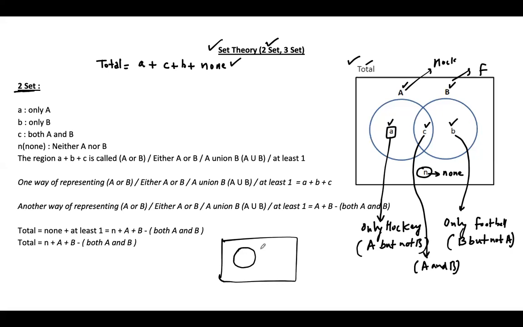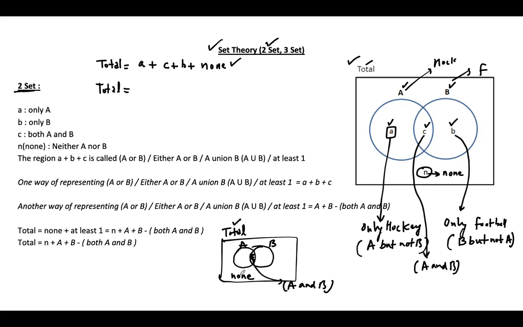Sanjana, are you there? Yes. Let's say I have only this information. I do not know what is small a, small c, small b. I know total, I know A, B, I know the intersection is both A and B. I'm writing A and B. I have only this much information: total, A, B, and none. How will I write total?